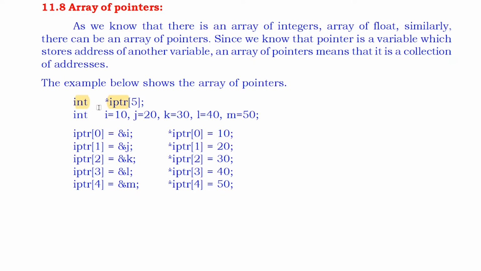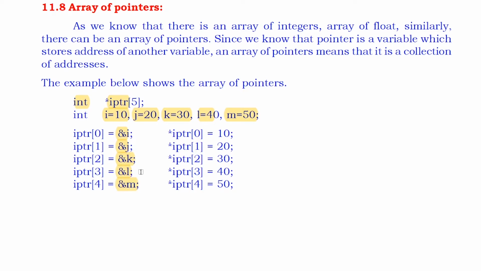You can see here that's a star, maximum 5. So they are mentioned. That's why you can see I is an integer variable, J is also an integer variable, K is also an integer variable, L, and similarly M is also an integer variable with some initial values. Now the first element of the array is the address of I. The second element of the array is the address of J. Similarly, address of K, address of L, address of M.